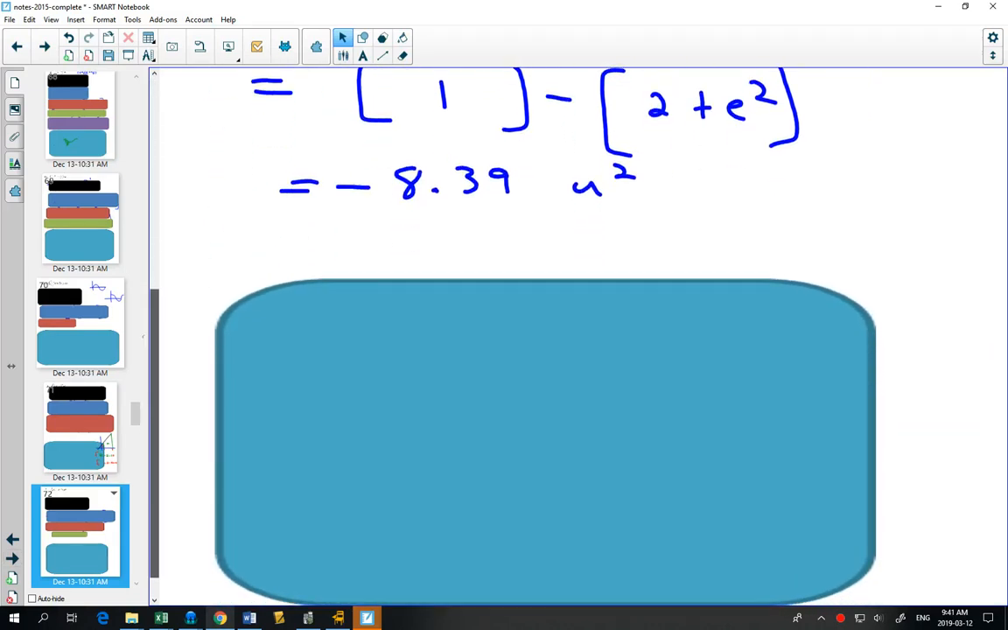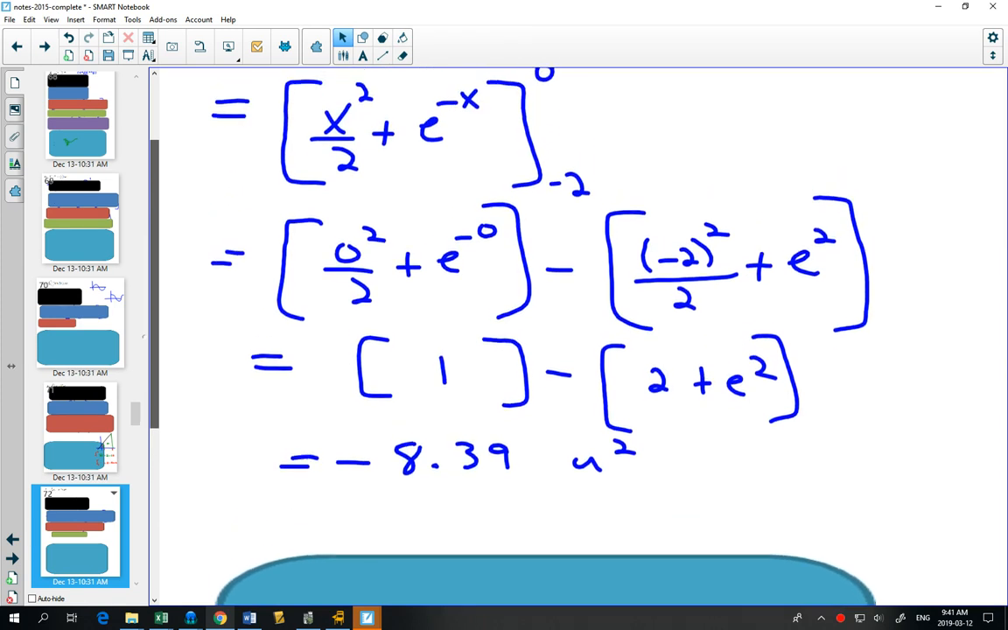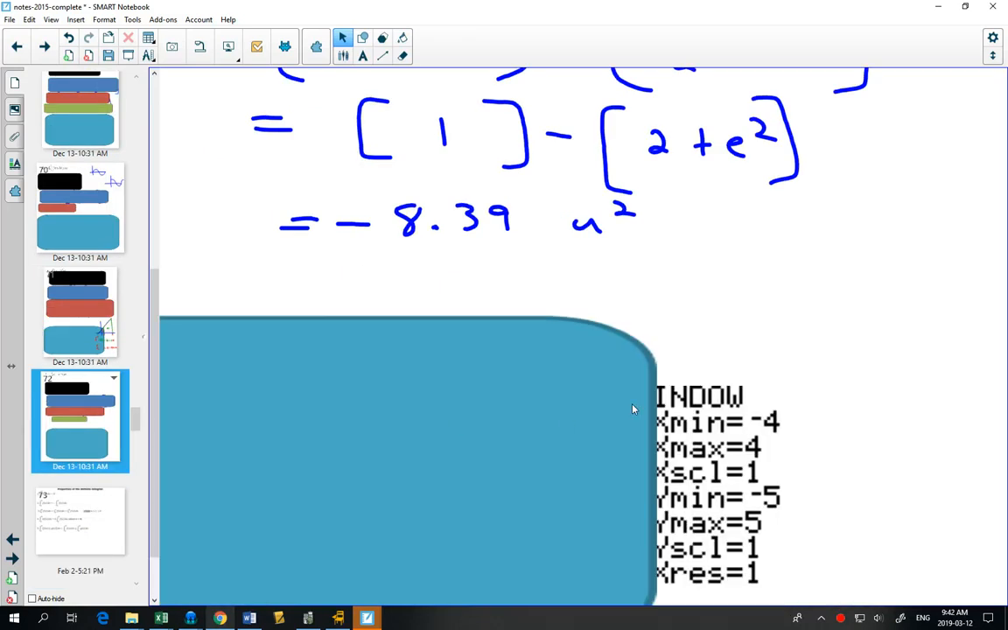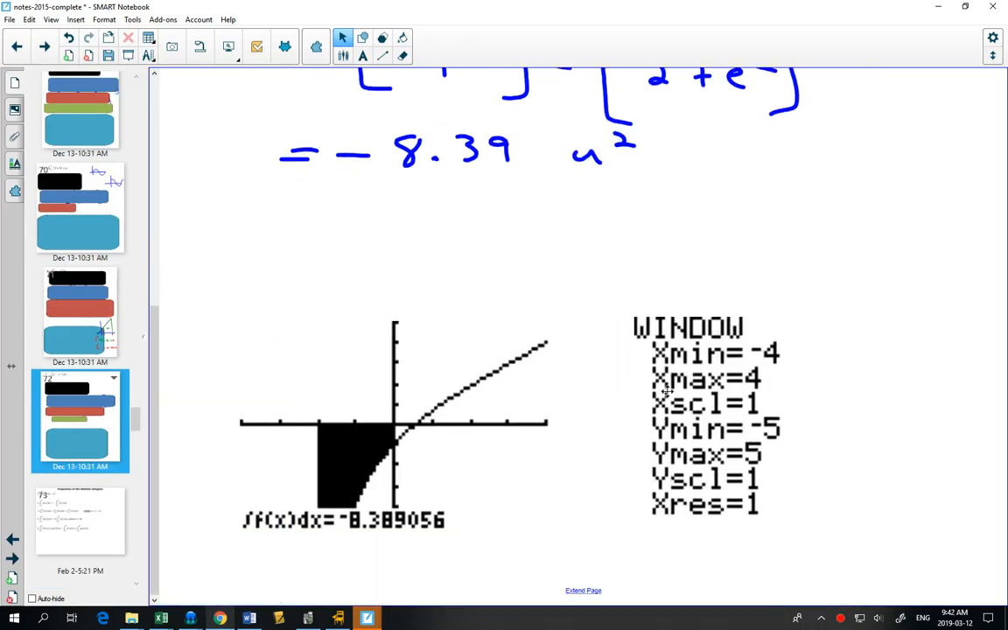And just because it is so much fun, oh, I went so fast. Yeah, all right. That's cool. There's the area. It's negative because it's all underneath the curve. So areas above the curve are positive, areas under the curve are negative.